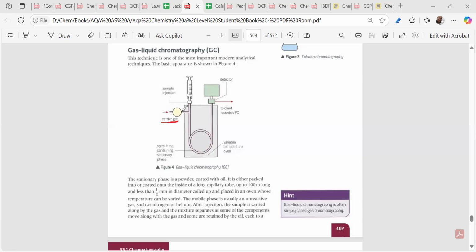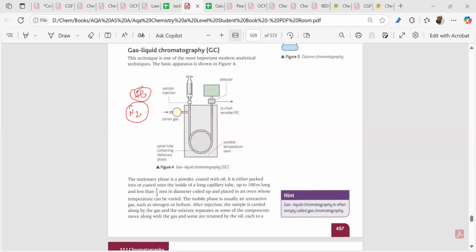Now over here we're taking a carrier gas as the moving phase or the mobile phase. Usually we take an unreactive gas, usually nitrogen, which is more commonly seen. In some more sophisticated ways by which we can find out minute amounts, helium gas is used. Indeed.